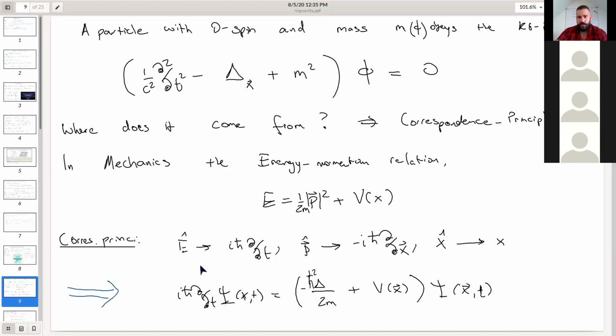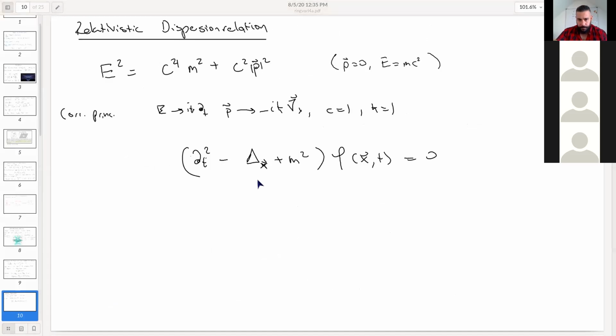And the correspondence principle basically tells you, in order to get this quantum effect, take the energy and replace it by the time derivative, take the momentum and replace it by the derivative with respect to x, and let any operator x be understood as the multiplication operator with x. And then you go from classical mechanics to quantum mechanics by obtaining the Schrödinger equation by this so-called correspondence principle. And so it all relied on this energy-momentum relation, right?